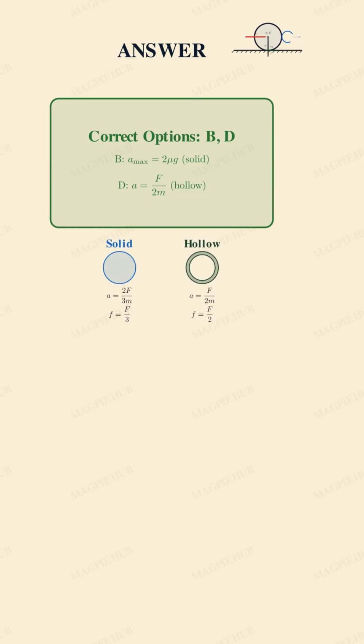The correct answers are options B and D. Option B, for a solid cylinder, the maximum acceleration is 2 mu g. Option D, for a thin-walled hollow cylinder, acceleration is F over 2m. Options A and C are incorrect because the acceleration depends on the moment of inertia and friction is not always mu mg. Exam tips for JEE Advanced.